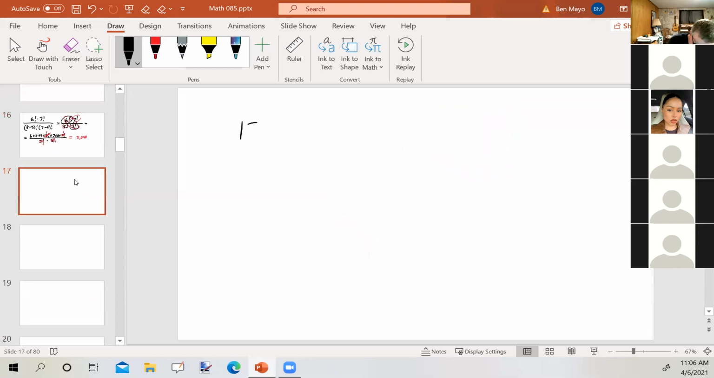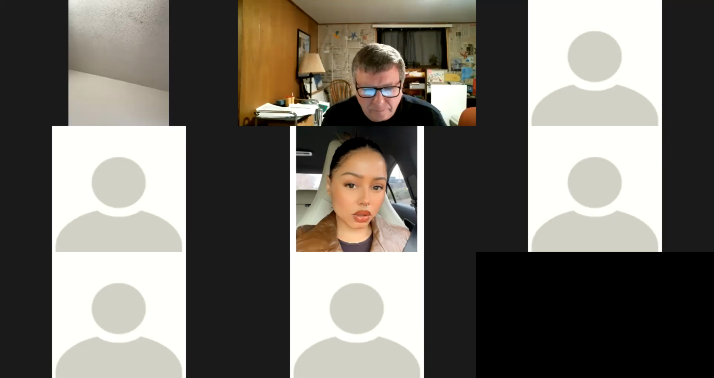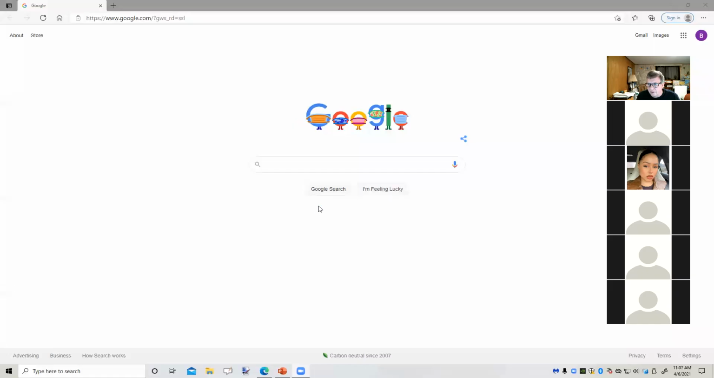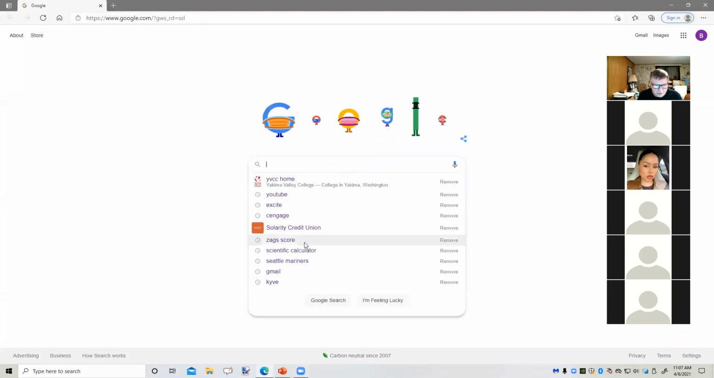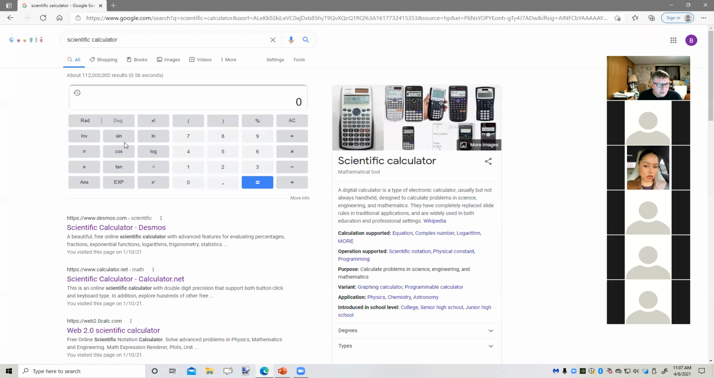Let's say I want to know 17 factorial. So what I'm going to do now is go to the internet. Now, this is if I don't have a factorial button on my calculator. If you do, then just use that. But I'm just doing this to remind you, if you put in scientific calculator, this comes up. There's the factorial button. So let's see, it would be 17 factorial equals.